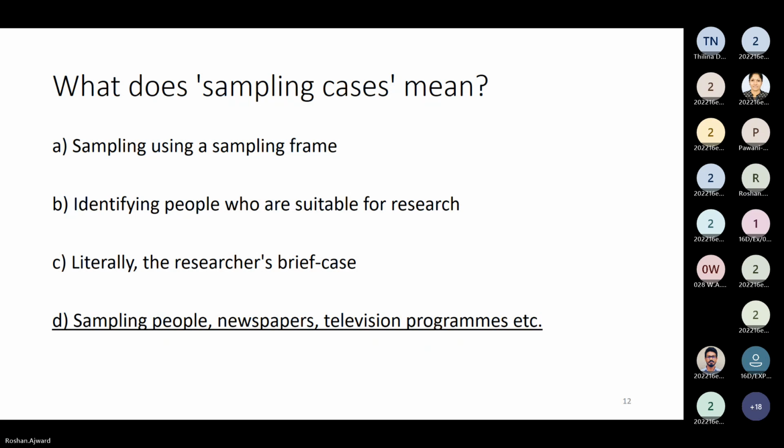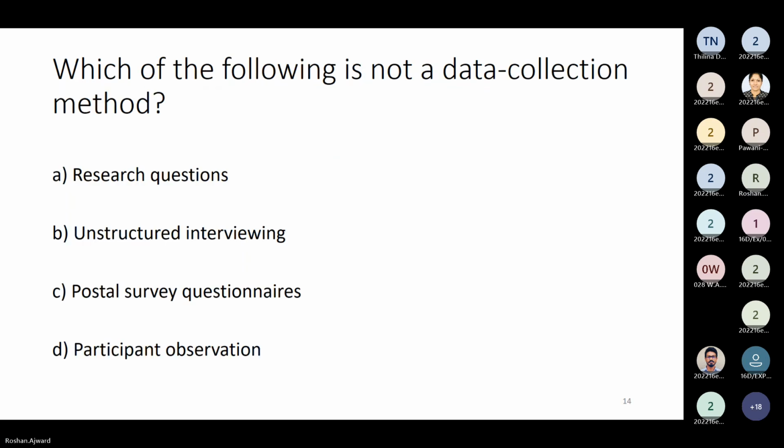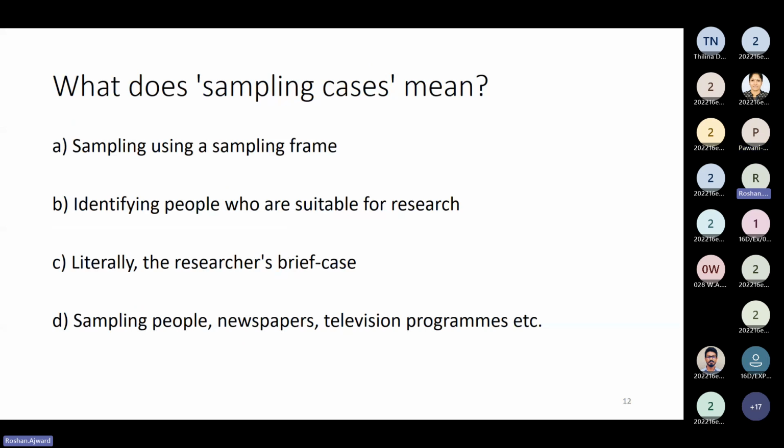Okay. So which of the following is not a data collection method? Research questions, unstructured interviews, postal survey questionnaires, participant observation. Sir, could you please show the feedback of the previous question? You want to see the feedback? Yes. Okay, you can see this.